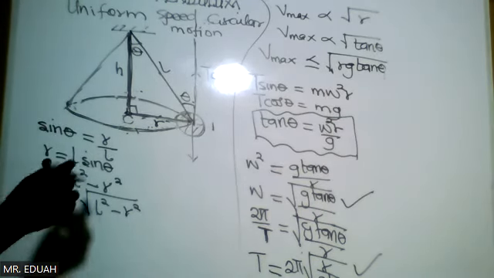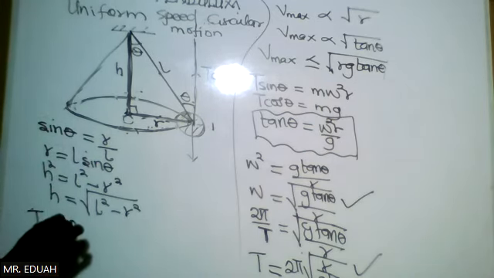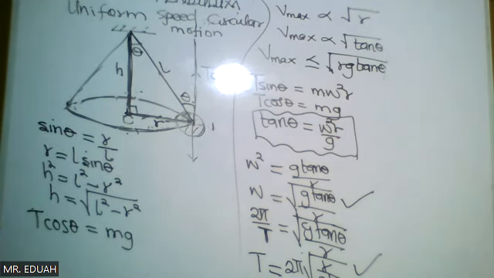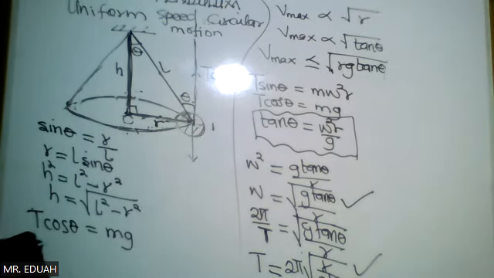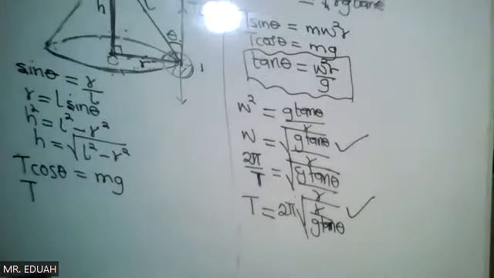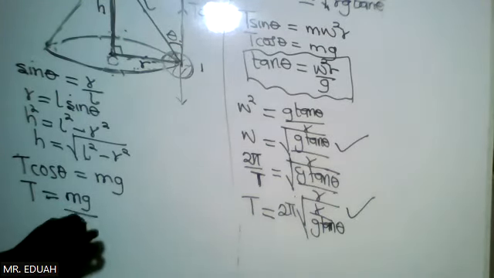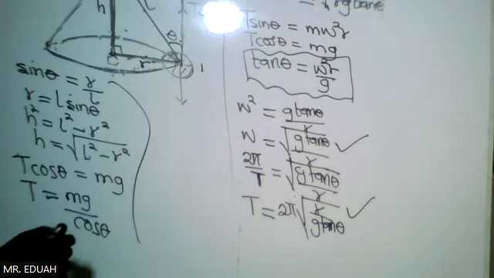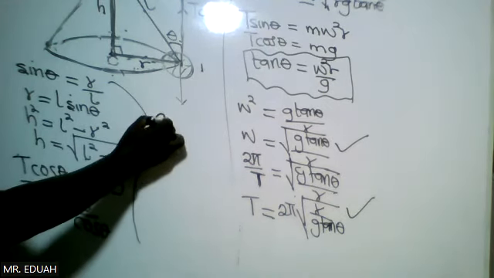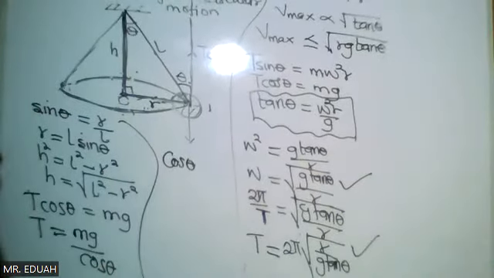Now, T cos theta is equal to mg. If we use one of the equations, it means that the tension T within the string can be determined when we divide mg by cos of theta. Help me determine cos theta from what we have on the board. What is cos theta?